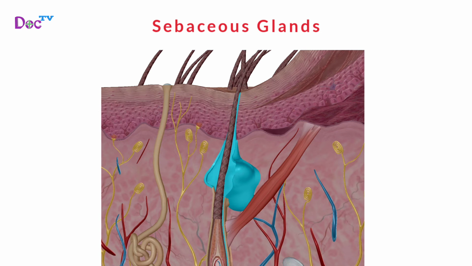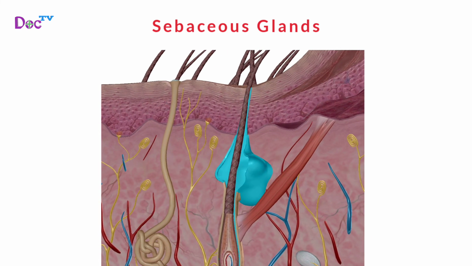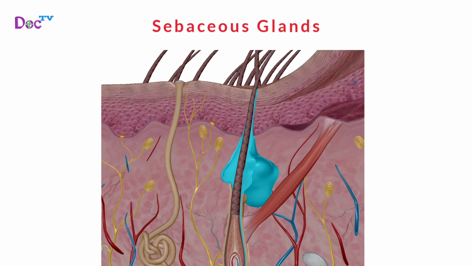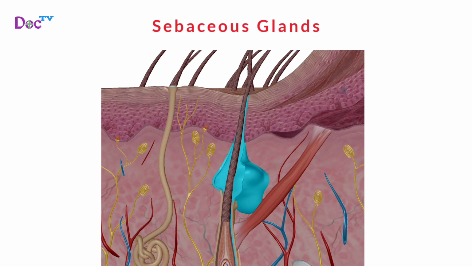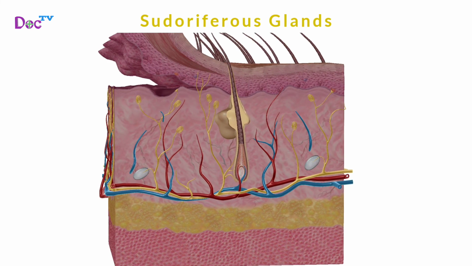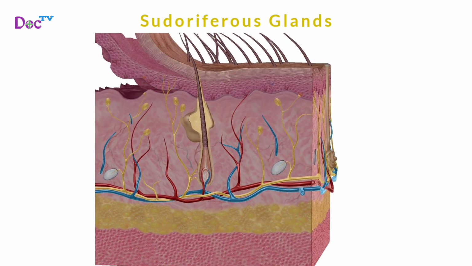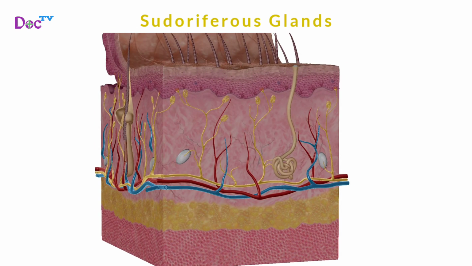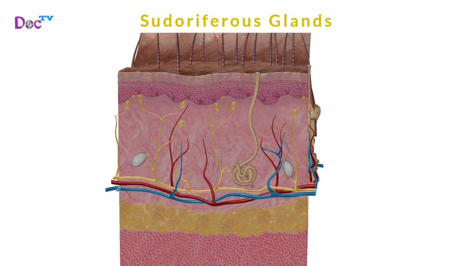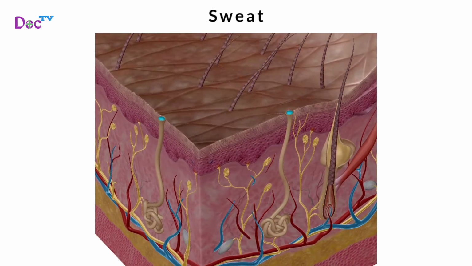Sebaceous glands. Sebaceous or oil glands produce sebum or oil. This substance protects the skin and hair from drying and inhibits harmful bacteria growth. Now comes the sudoriferous glands. Sudoriferous or sweat glands produce sweat, which allows the body to regulate its temperature by cooling the skin as it evaporates.